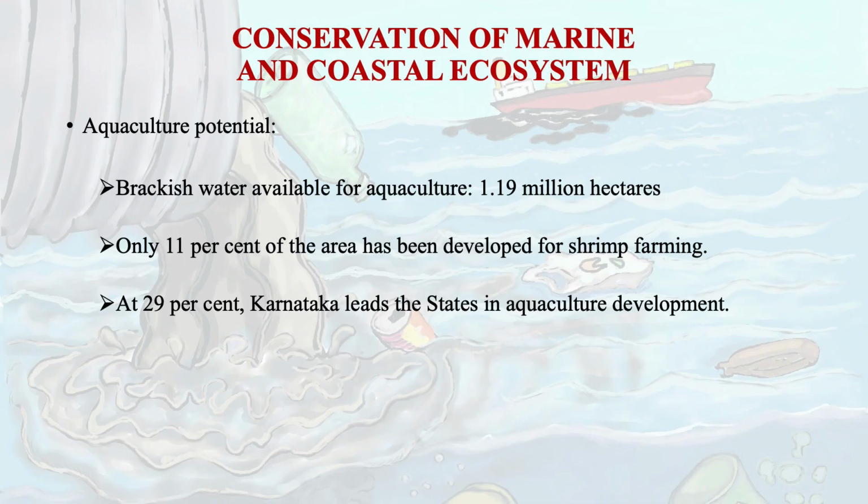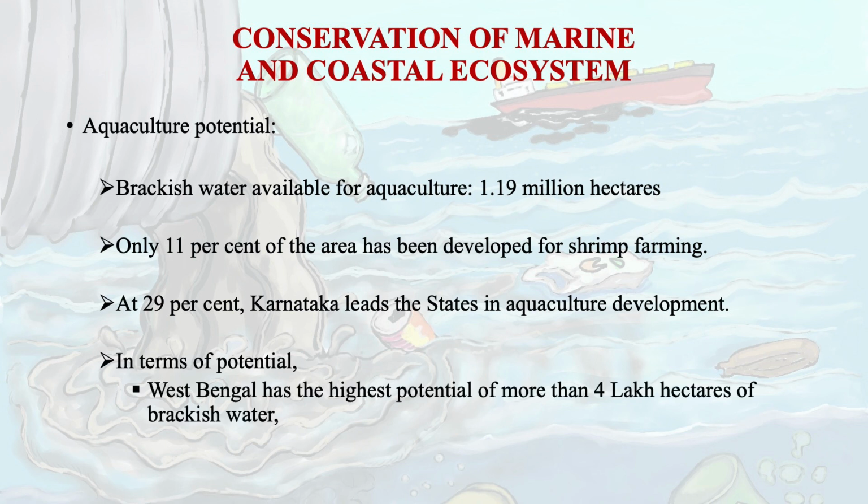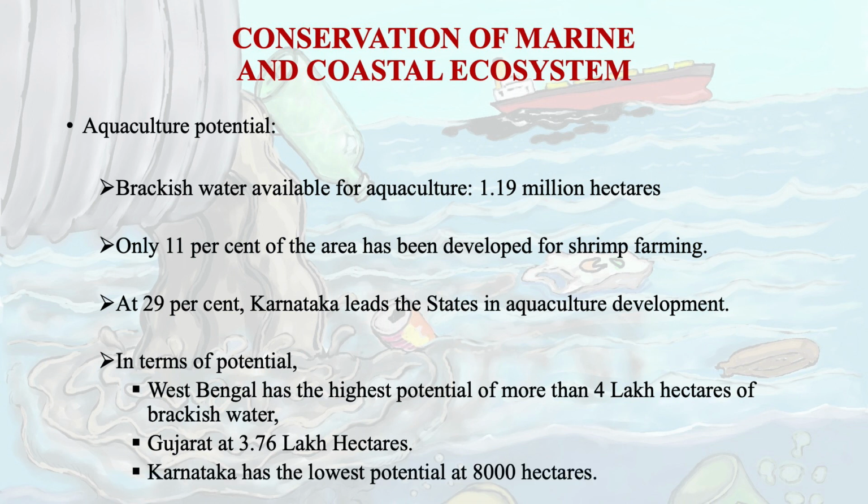At 29% in this direction, Karnataka leads the states in aquaculture development, followed by Goa with 18,500 hectares of brackish water. And in terms of potential, West Bengal has the highest potential of more than 4 lakh hectares of brackish water, followed by Gujarat at about 3.76 lakh hectares. Karnataka has 8,000 hectares. So we need to improve, and the government has to look into maximum utilization of this.